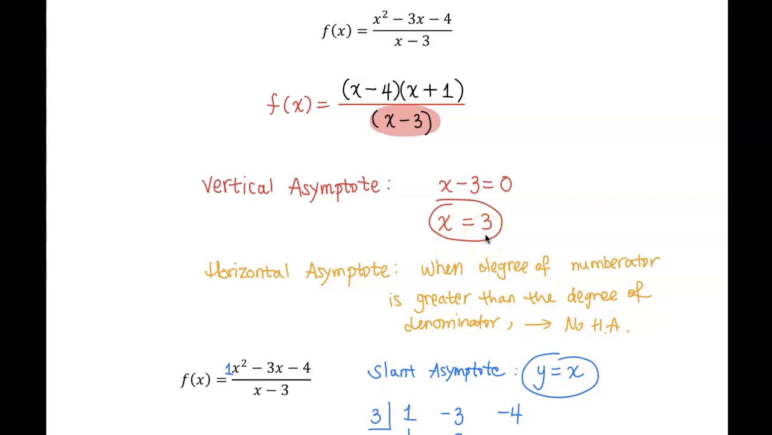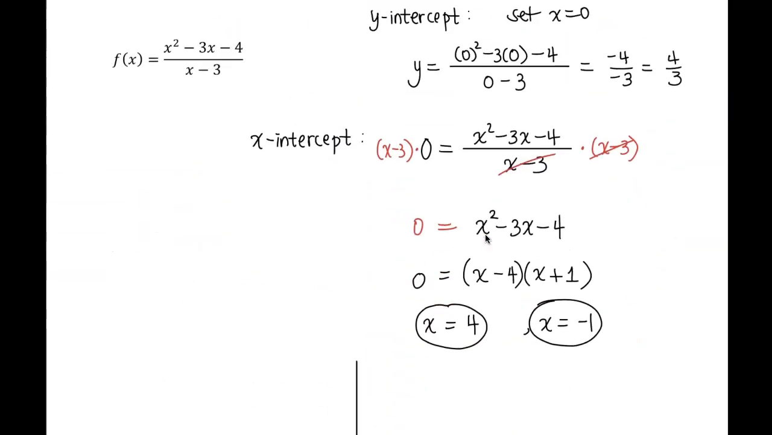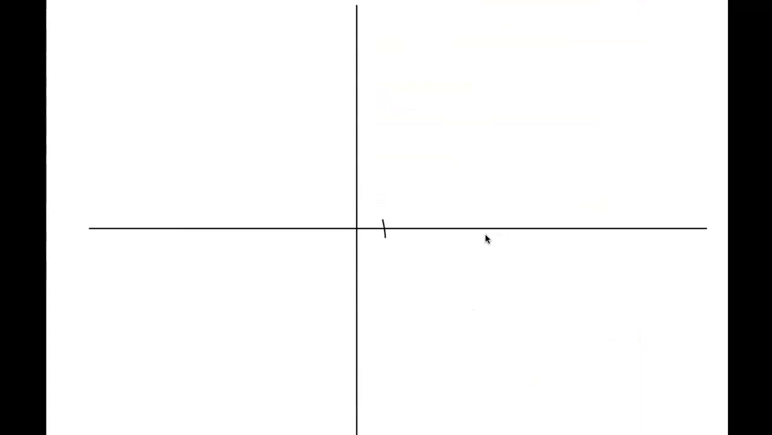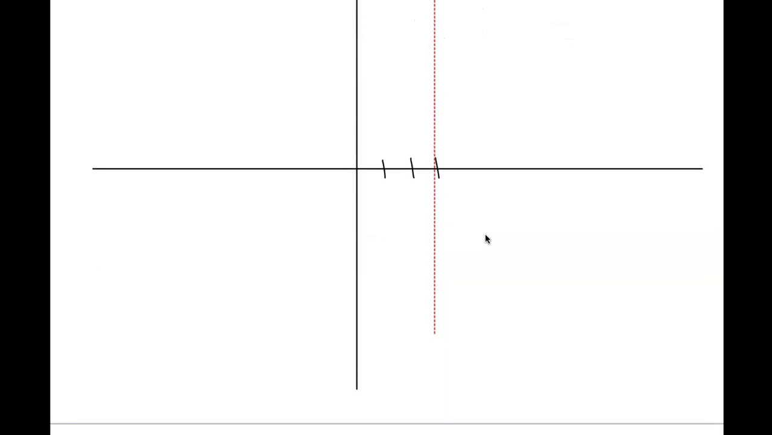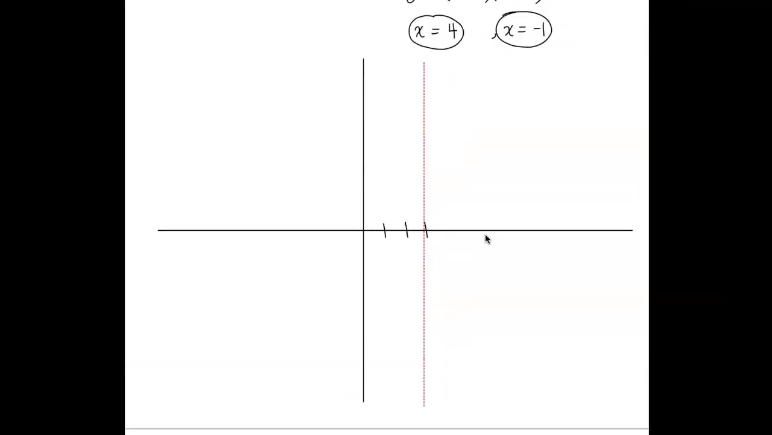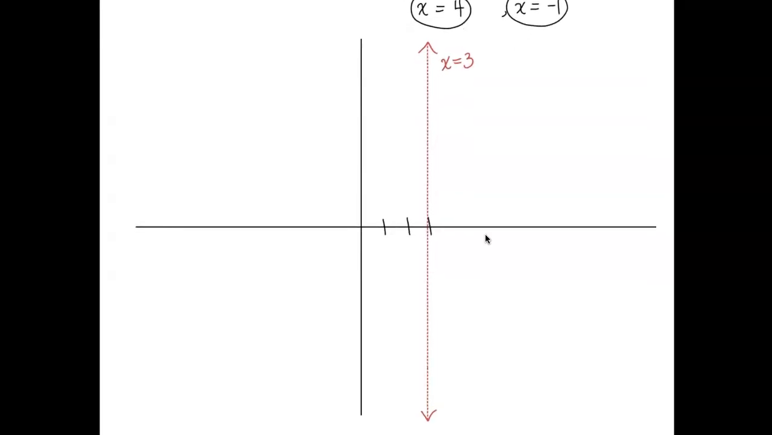So let's go sketch a dotted line at x equals 3 first, okay? So go 3 to the right, 1, 2, 3. I'm going to get a red dotted line tool and then sketch a dotted line going through x equals 3, okay? It's not super straight, but you know what I mean. Okay, so we got that. So that's the vertical asymptote of x equals 3.